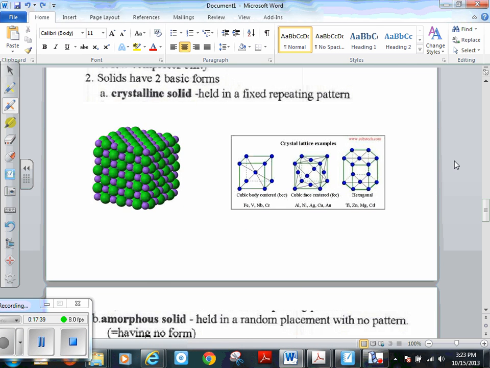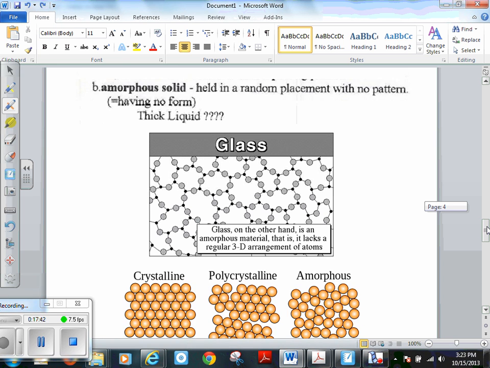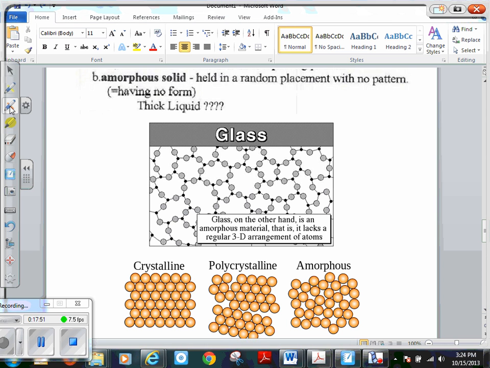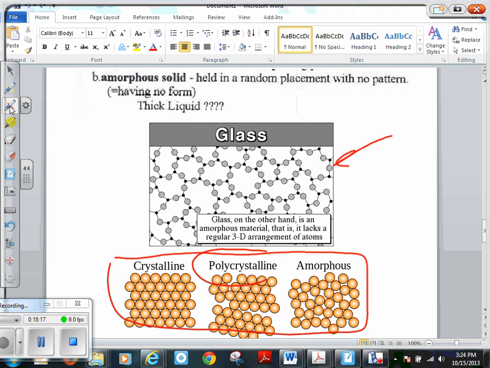And then we get down to the amorphous solids, which are going to be a little bit different. So an amorphous solid, and you can see down here, a crystalline solid is going to have this regular repeating pattern all the way through. This polycrystalline, poly means many. So you can see that there's many different kinds of crystalline solids added together. That's what polycrystalline means. And then amorphous, there isn't a pattern. Like here's glass, for instance. There's no pattern to it. And that's called an amorphous solid.